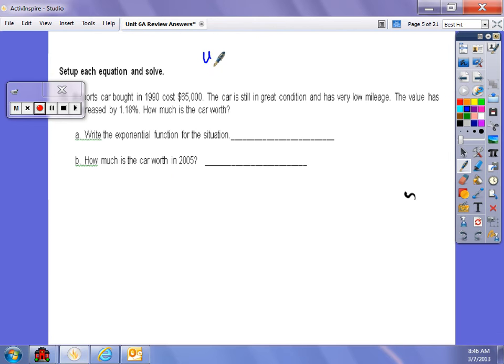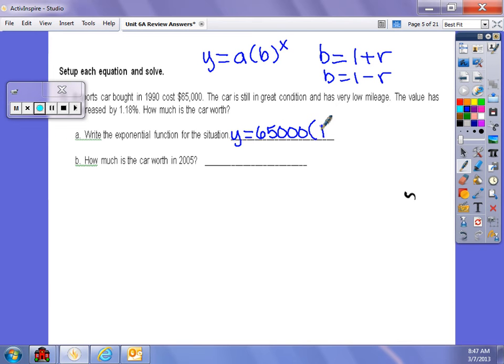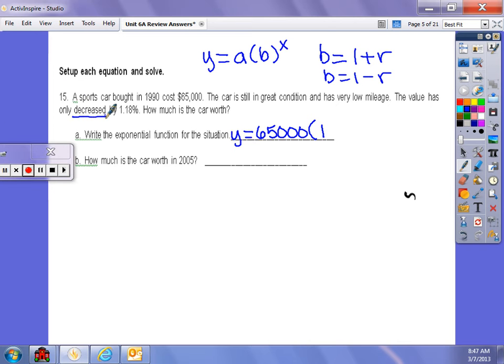Alright, now for word problems. Word problems are all based off of y equals ab to the x, and b is either equal to 1 plus the rate or 1 minus the rate. You don't do the other formula until it's talking about compounding. So in this case we have y equals 65,000 times 1, and they're talking about that the value has decreased. So we do 1 minus, that's for the decrease. And then you change this to a decimal by dividing it by 100. And you get 0.0118. Now since they're asking for a function, you should have an x here. Make sure that anytime you see the word function, you have an x.